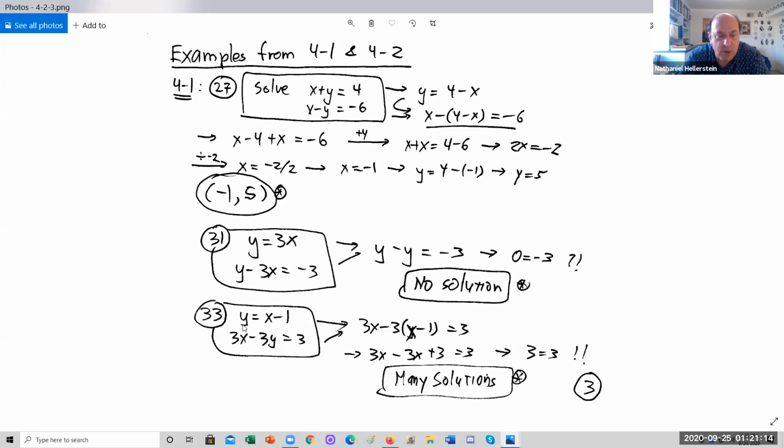Here, y equals x minus 1, 3x minus 3y equals 3. We'll substitute x minus 1 in for y here. So 3x minus 3 times (x minus 1) equals 3. And distribute the negative 3, get 3x minus 3x plus 3 equals 3. These 3x's cancel and you get 3 equals 3, which is true and utterly uninformative about x. And in fact, it doesn't even mention x. So therefore, there are many solutions. These are, in fact, equivalent equations.